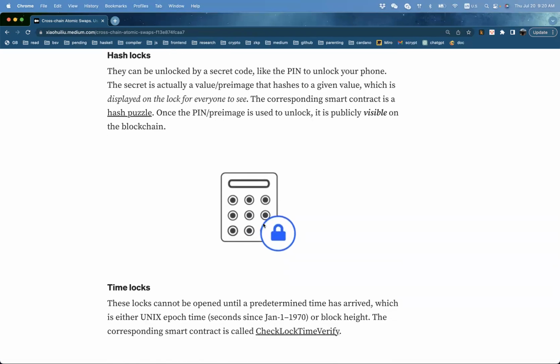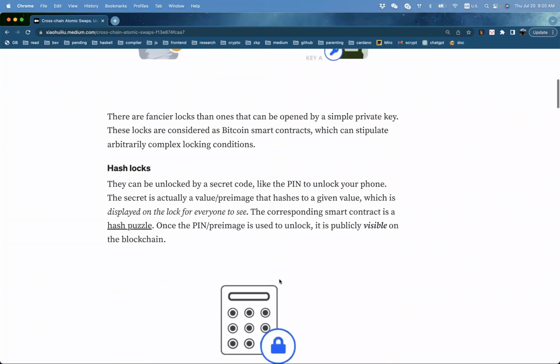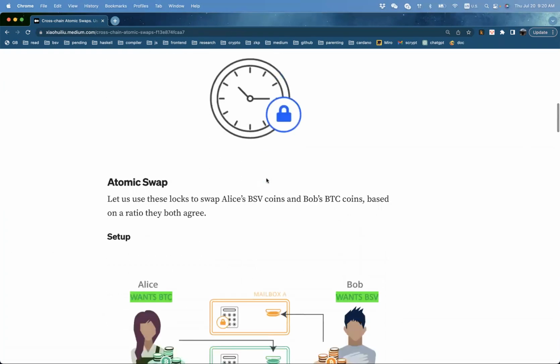Besides the hash lock, there's another type of lock you need for this atomic swap to happen. Basically, it's a time lock. It originally came from the banking industry. You have a vault, and to prevent theft, either internal or external, some smart people came up with this time lock idea. Basically, this lock cannot be opened before a certain time. It can only be unlocked after a certain time. So this is also something we are going to use. Besides a regular key type of lockbox, you also have hash locks and time locks.